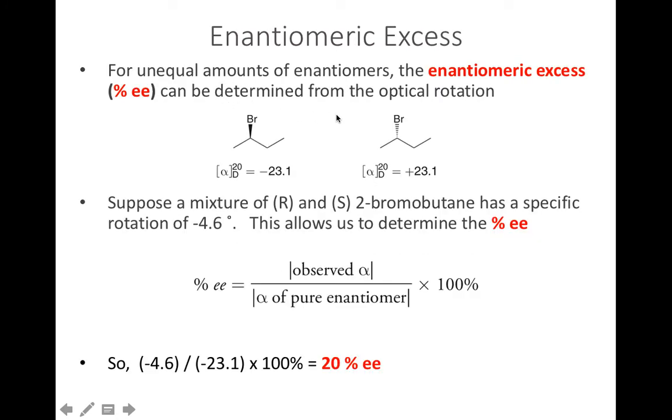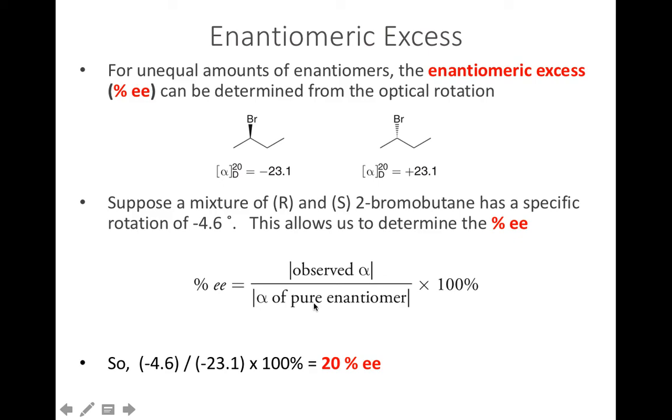And so for unequal amounts of enantiomers, we can calculate what's called the enantiomeric excess, and we can determine this from the observed optical rotation. If we have a mixture of R and S 2-bromobutane, and we measure an optical rotation of negative 4.6, we can see that we have more of this particular enantiomer. And if it was pure, it would have had an optical activity of 23.1. We're obviously less than that.